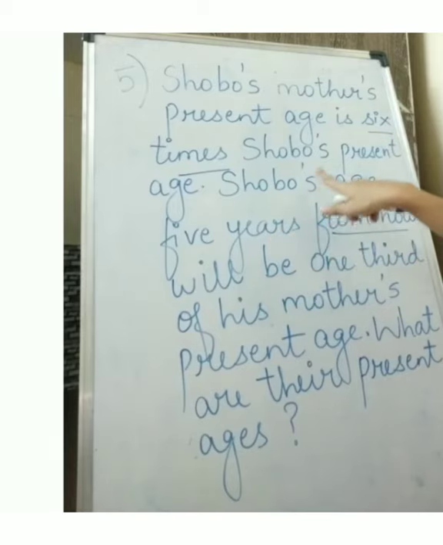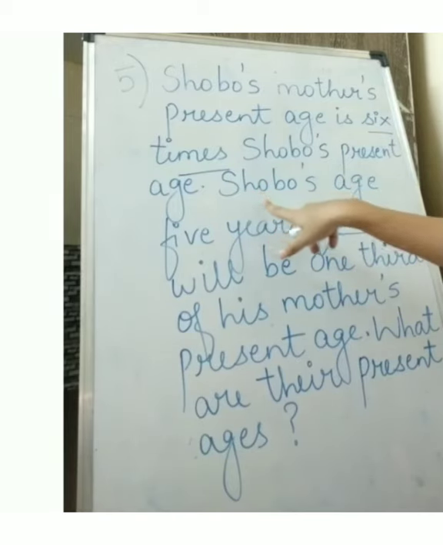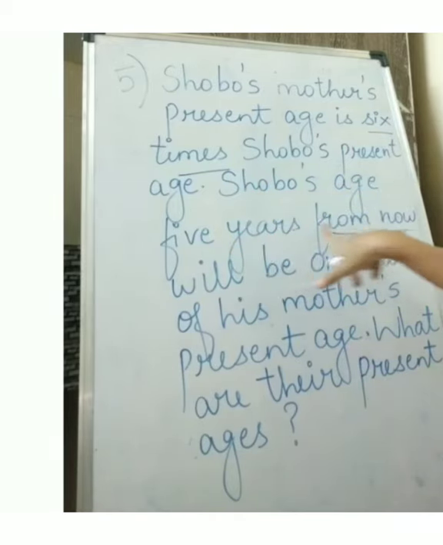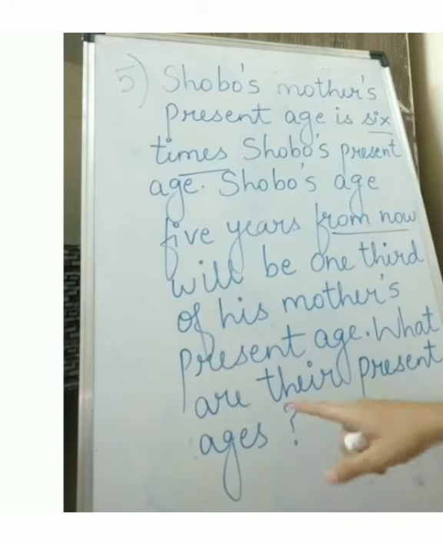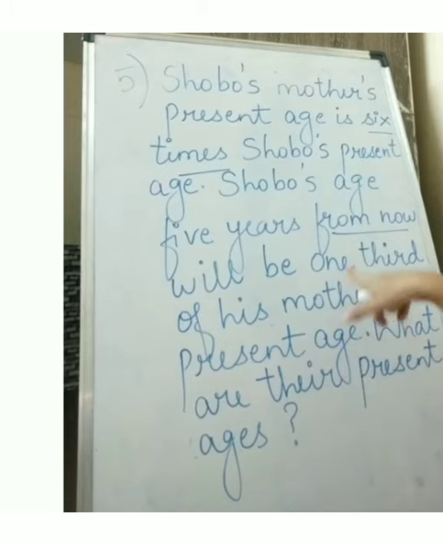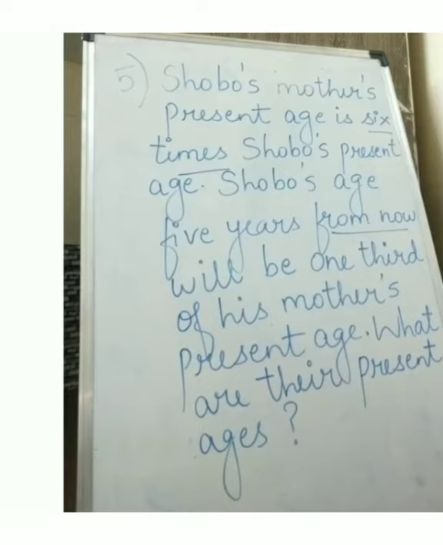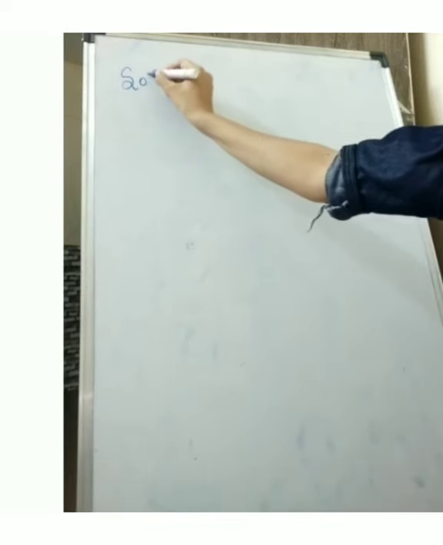Then the next thing is Shobhu's age 5 years from now will be 1/3 of his mother's present age. What are the present ages? We have to find out. So we will see how we can solve this question. Okay, I am writing the solution of this question.